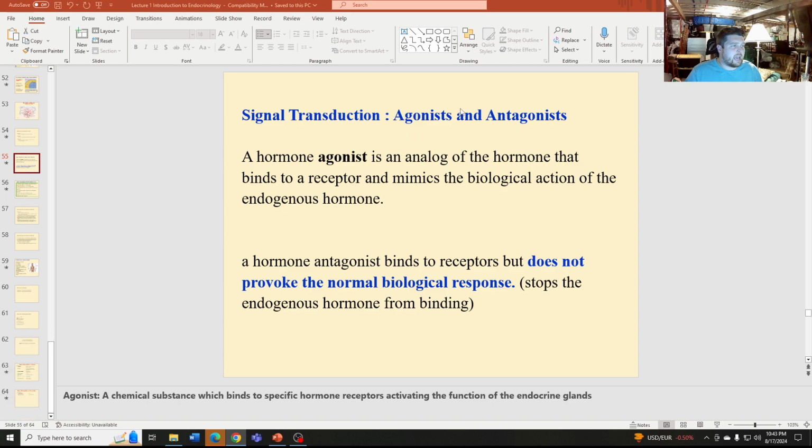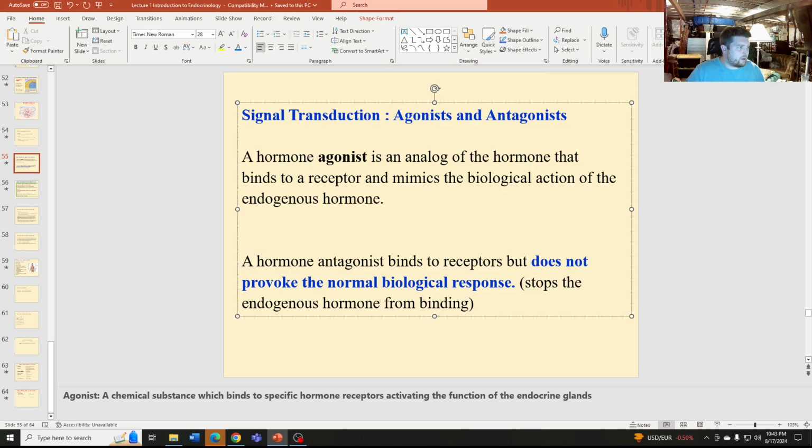More on the agonists and antagonists. A hormone agonist is an analog, something that goes along with it, that binds to the receptor and mimics the biological action of the endogenous hormone. A hormone antagonist binds receptors but does not provoke the normal biological response, so it stops the hormone from binding. This is again just talking about the competitive inhibition that we talked about way back in biochemistry.